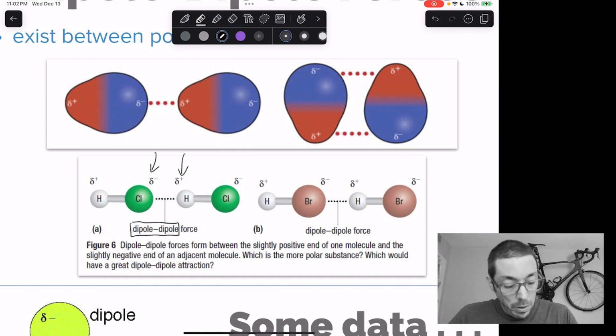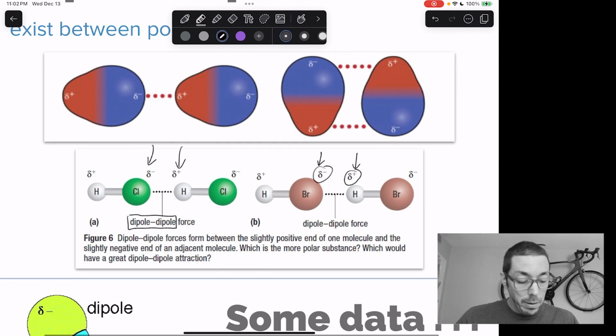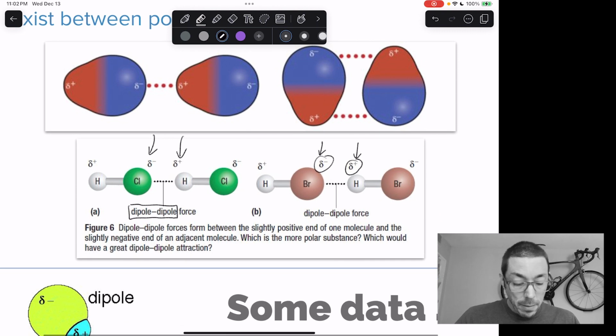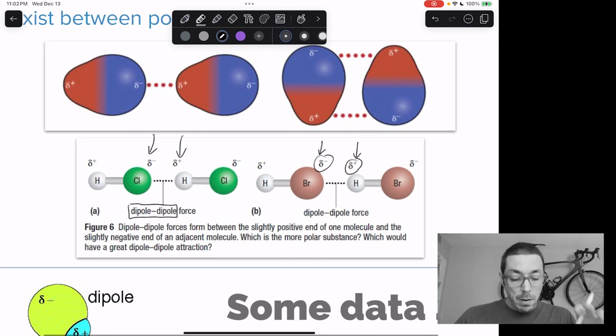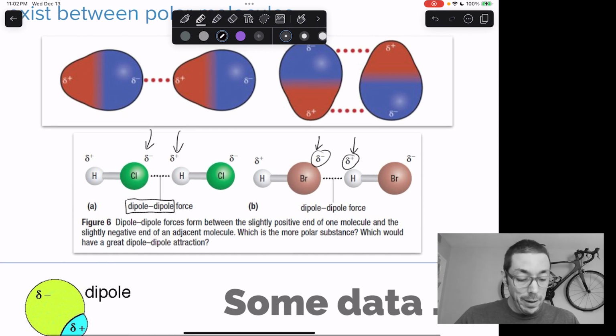Here's another example, HBr. Bromine is more electronegative than hydrogen, so you have a slightly negative attracted to a slightly positive. Dipole-dipole force within HBr as well. But not all dipole-dipole forces are equal. It depends on the difference in electronegativity.